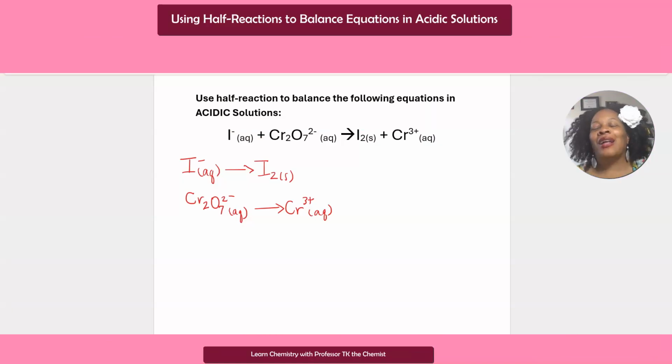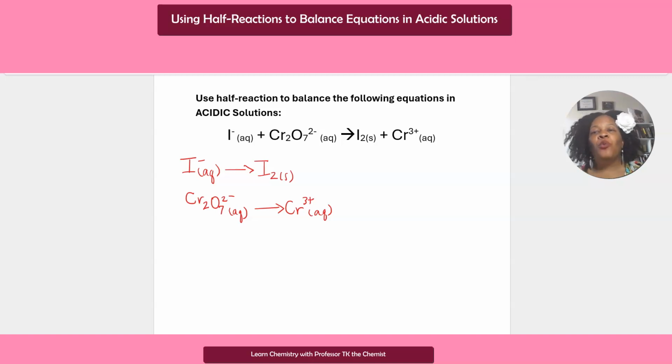So you've got iodide, aqueous solution, plus dichromate in aqueous solution that produces I2 solid plus chromium 3+ ion, aqueous solution. What you have to do is separate the half reactions first, okay? So right now we see that there's an iodide with a -1 charge that yields I2 in the solid form. Then we have the dichromate ion, and it's going to yield just simply the chromium 3+ charge ion.